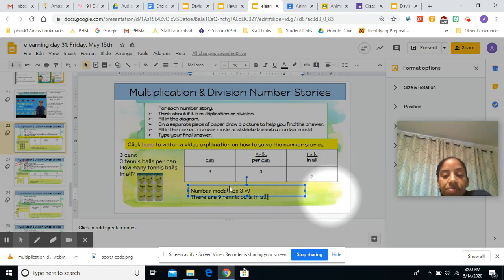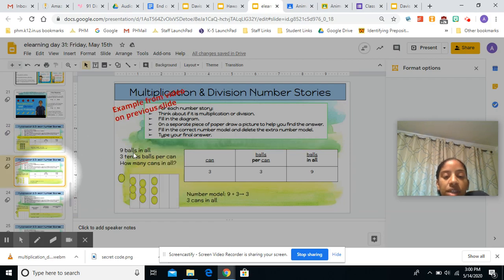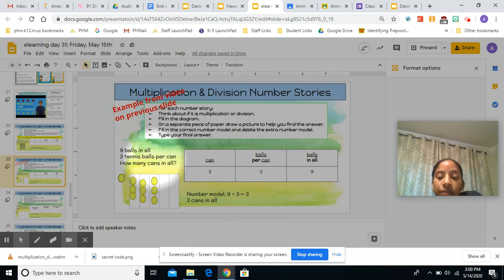All right, friends. So I did another example for you, which was division, and you can just look at that. And then you have a few more problems to do on your own, okay? So work hard, do your best.